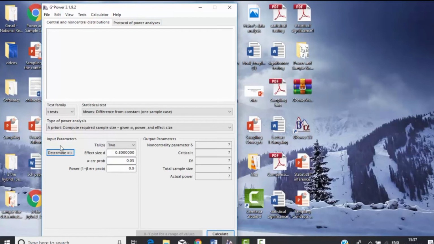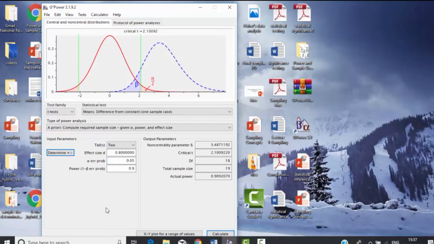Now what we do is we will go to the calculate section, and then we can see here a complete graph. The red color is given by the population. The blue color that we see here is given by the sample that we have used. Therefore, the total sample size is 19. Therefore, we need to have a minimum of 19 samples to be tested.